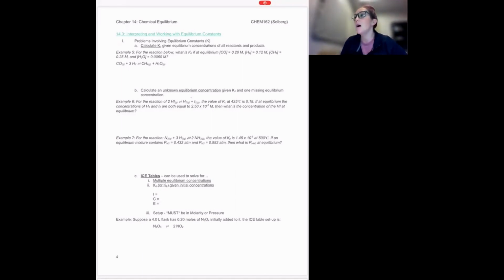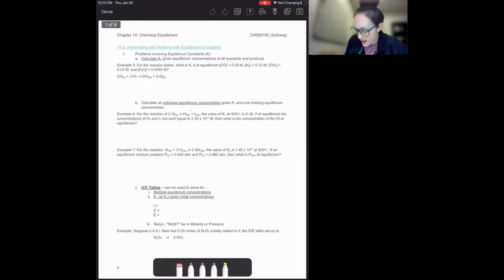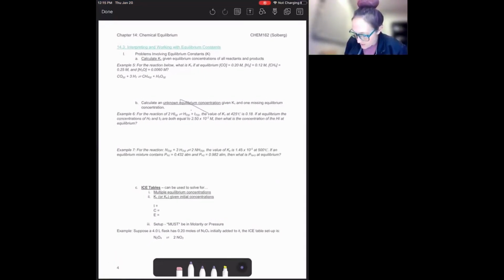These two are pretty straightforward. So there's two types of problems involving Keq that are really simple calculations, and you probably already could figure out how to do these. So example number 5 says, for the reaction below, what is Kc if at equilibrium I give you all of the concentrations? Okay, so we know how to write Kc on here. Kc is products over reactants to their power.